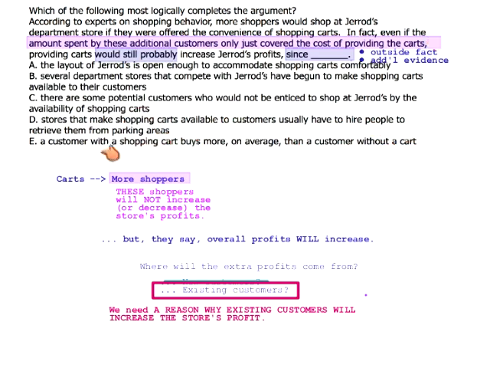And then E says that if you took one of these existing customers and you give that person a card, they'll probably buy more stuff. So this is the only choice that supports what we need to support. Yeah, don't just read half the choices. Make sure you read all of the choices, all the words.